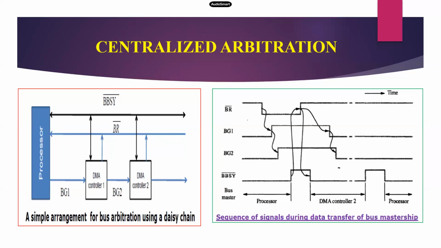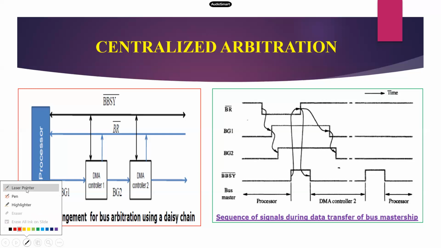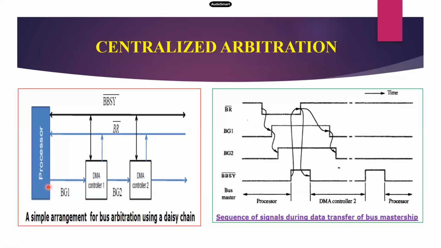Suppose any device wants to act as a bus master, then all the devices send the request signal to the processor. Every controller has to send the bus request signal to the processor with the help of the BR bar signal. Then the processor can choose the device based on priority. Suppose DMA controller 1 has the highest priority, then the processor has to give the bus grant signal to DMA controller 1.